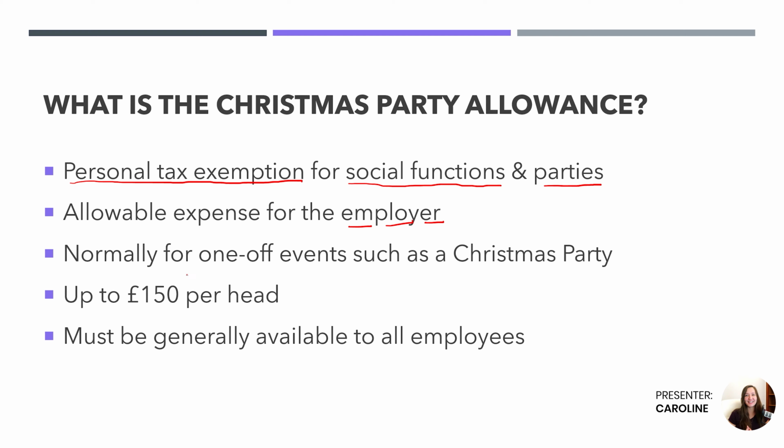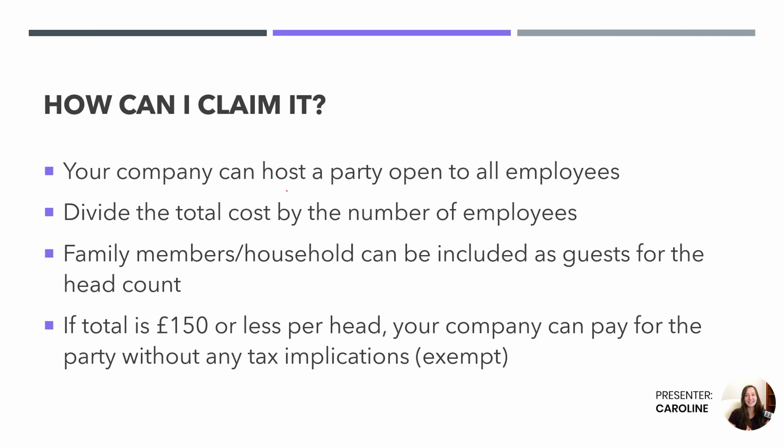This is normally for one-off events like a Christmas party, so that's why it's often referred to as the Christmas Party Allowance. It's actually a social functions and parties exemption, but the Christmas Party Allowance is a lot easier to remember, so let's go with that. And you can spend up to £150 per head. And the party or the event or social function must be generally available to all employees. Those are the basic rules that you have to fulfill in order to even look at claiming the Christmas Party Allowance. It's funny that it's called an allowance because I'll get into this in a minute. It's not actually an allowance, but I will tell you exactly what it really is.